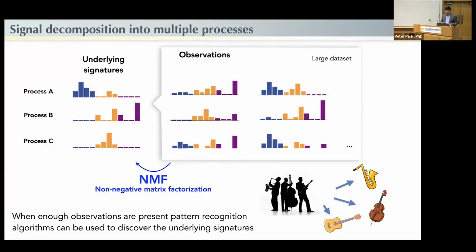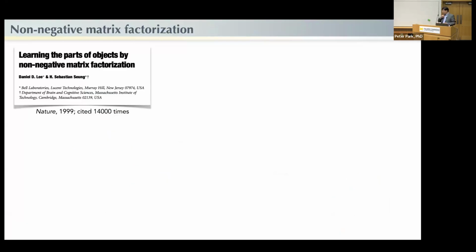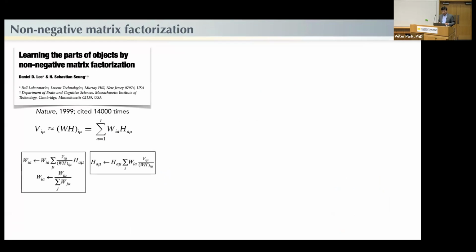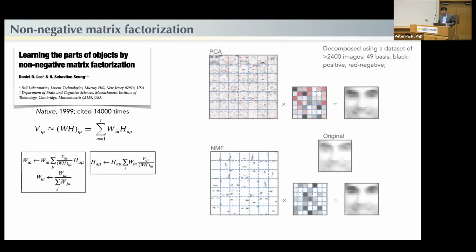The way to do this is something called non-negative matrix factorization. Some of you have taken classes where you learn about matrix decompositions and SVDs and PCAs. NMF is another one of those popular ones. It was published 25 years ago, has been cited a lot, and the ideas were actually relatively simple. It's an iterative, relatively simple matrix factorization.